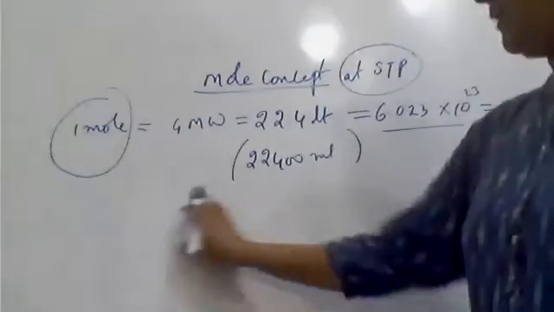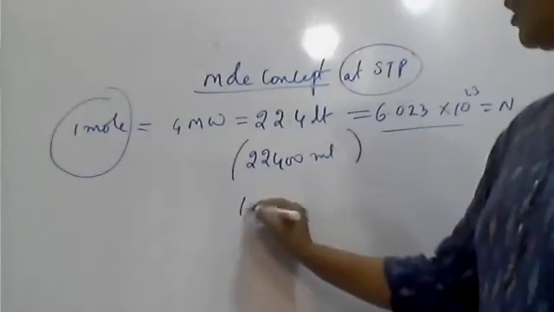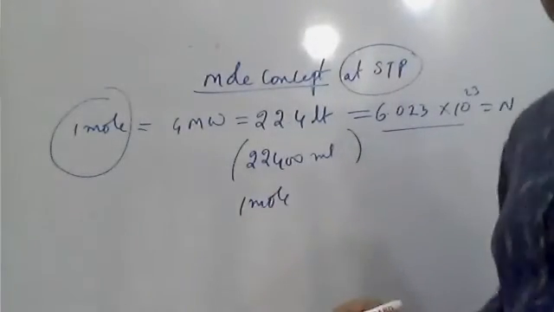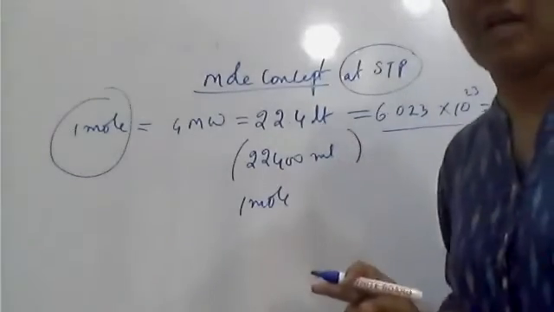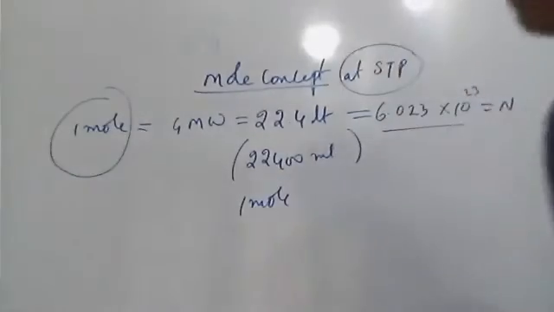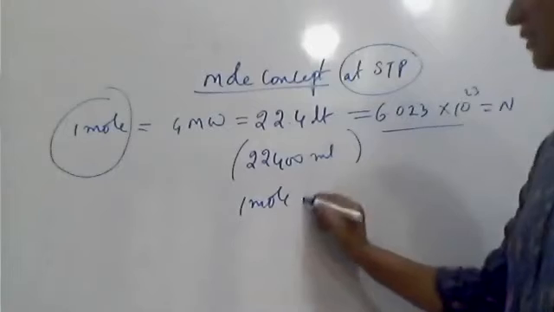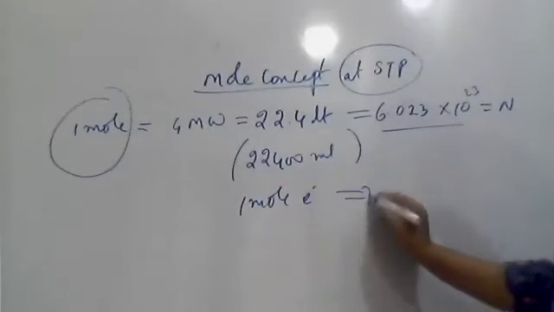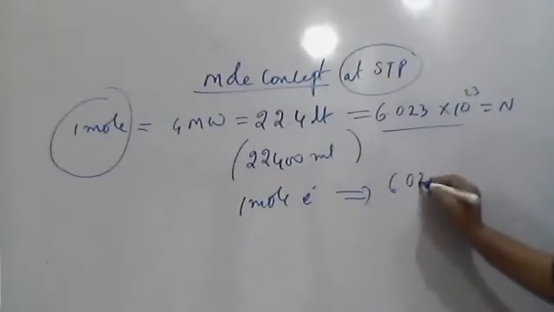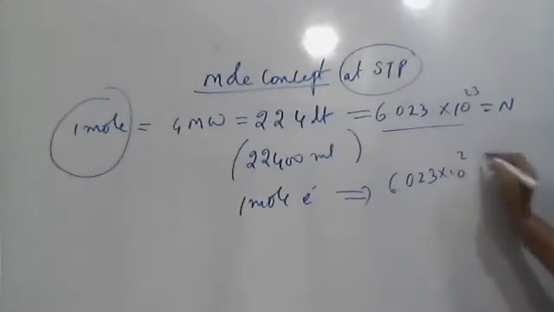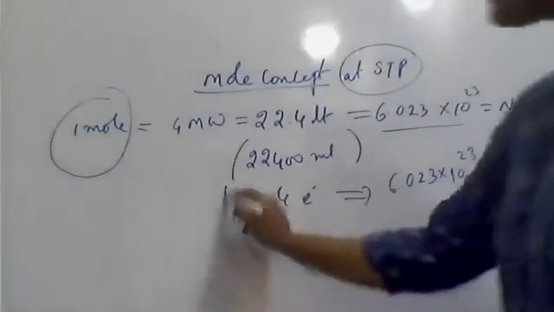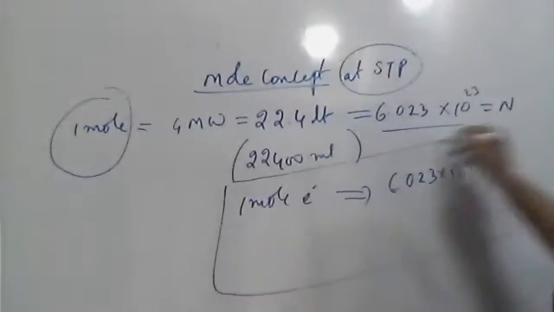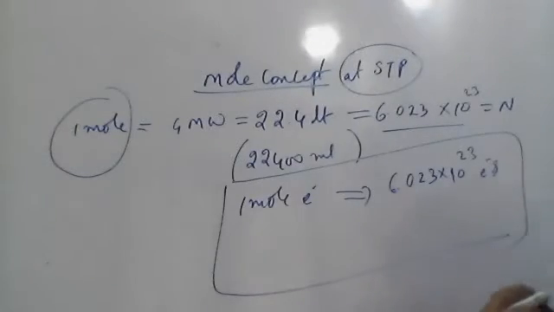If it is 1 mole of substance, molecule, that means Avogadro number of molecules. 1 mole of electrons means how many electrons are there? Avogadro number of electrons. So anything that is 1 mole is Avogadro number of particles.